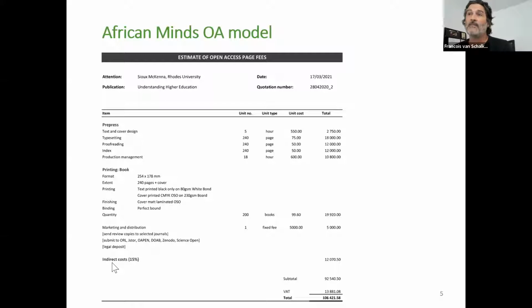So that covers our overheads pretty much. And without that, we wouldn't be able to pay for those particular fees.